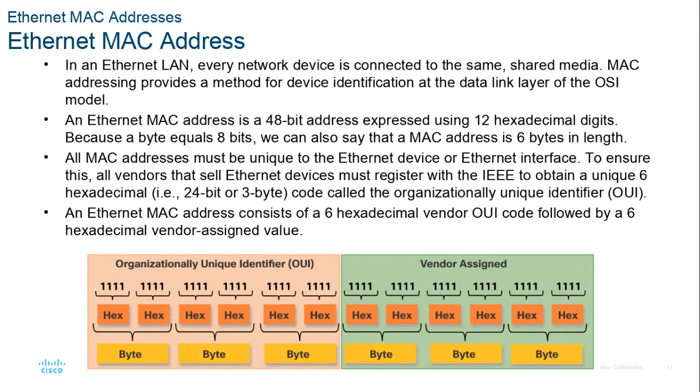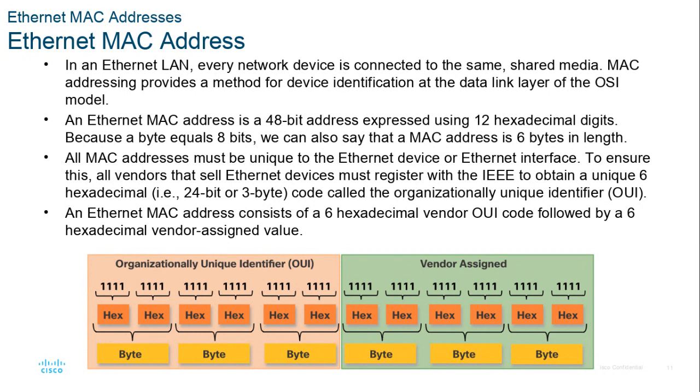You can go to the IEEE and pay them $1,500, because we got to keep the riffraff out. And they will give you your own unique organizational unique identifier. So how many of those can there be? Well, we have 24 bits, 2 to the power 24, and that's like 8 billion or something like that. It's a very large number.